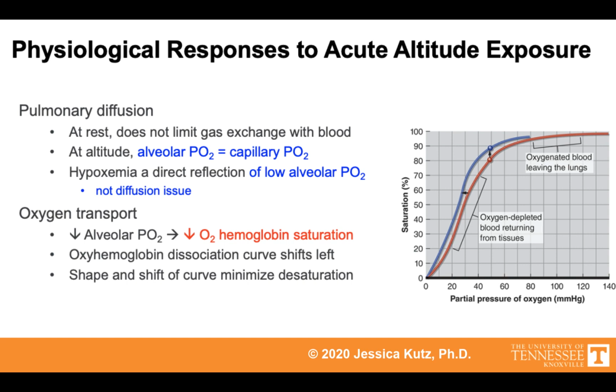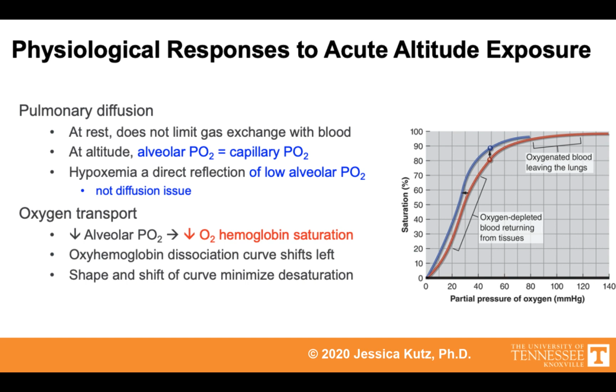What happens though whenever we go to high altitude is that our alveolar PO2, so the PO2 in the lungs, starts to approach the capillary PO2. So we're reducing that partial pressure gradient. And if you remember, oxygen delivery relies very heavily on its gradient, moving from a high concentration to a low concentration. Whereas something like carbon dioxide relies on a diffusion coefficient, so it's not as heavily reliant on its partial pressure gradient.